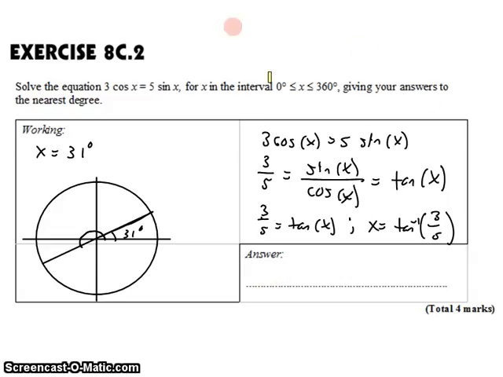Now keep in mind that the question gave us a hint too, giving your answers to the nearest degree. It's implying there's more than one. So to solve this, for the second value, all I need to do is go 180 degrees and a little more. This little bit in here is also 31 degrees, so my answers are 31 degrees and 180 plus 31 degrees, or 211 degrees. So my answers are 31 degrees and 211 degrees.